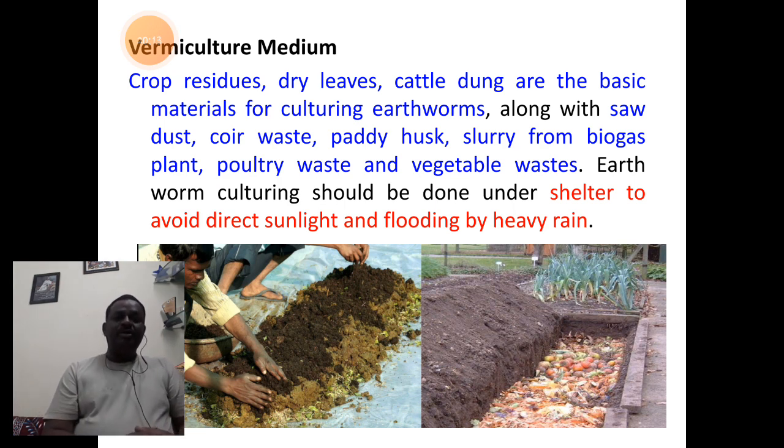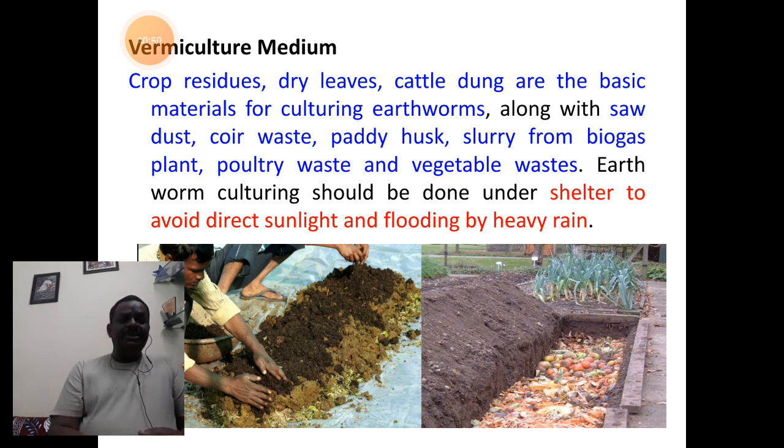Next is the medium of vermiculture, or materials used in vermiculture. It includes organic waste like crop waste, dry leaves, and cattle dung, along with sawdust, coir waste, paddy husk, slurry from biogas plant, poultry waste, vegetable waste, etc. Here, the slurry refers to cow dung mixed with water.